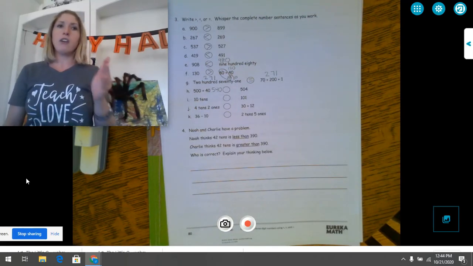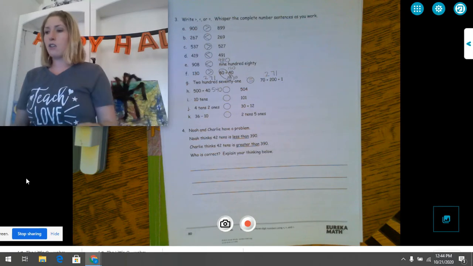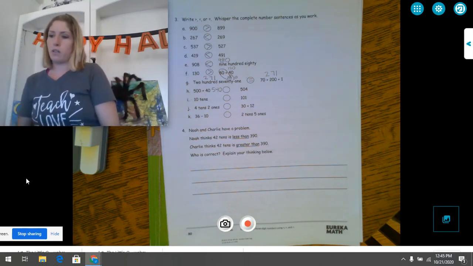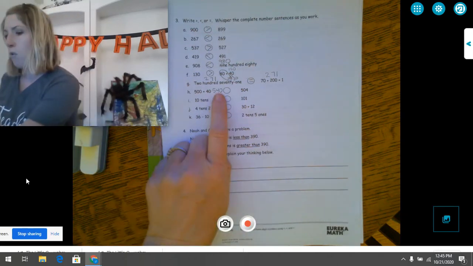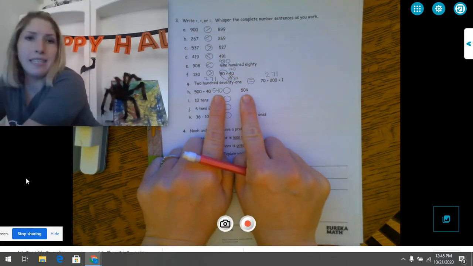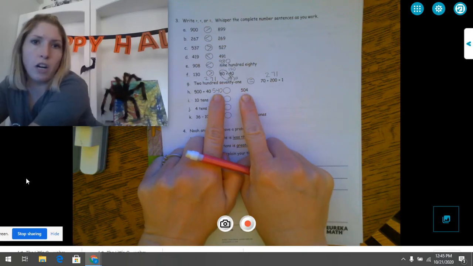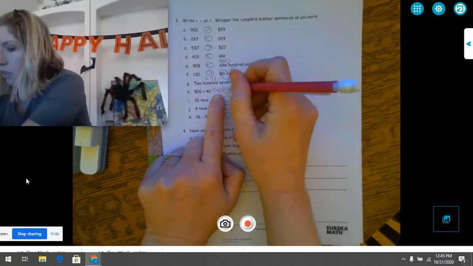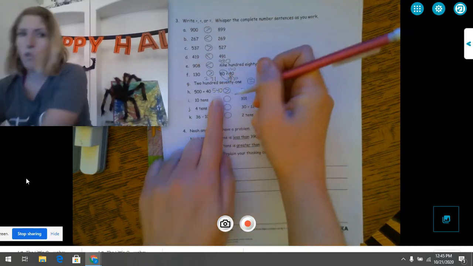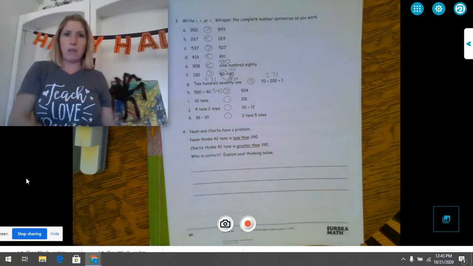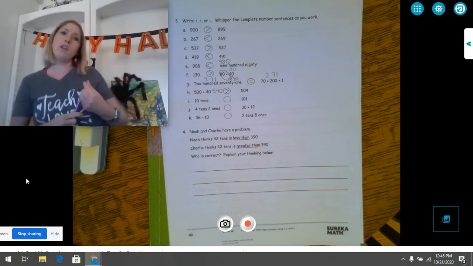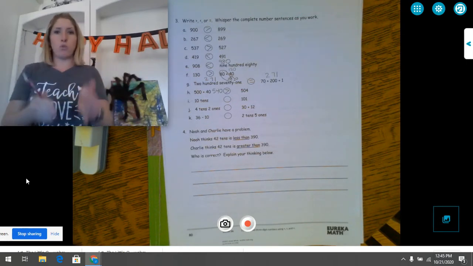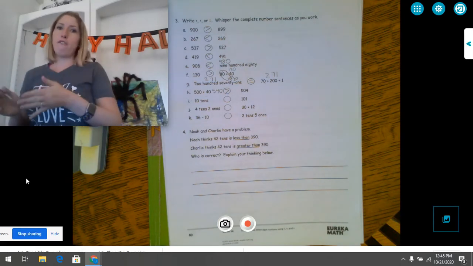So let's look at that hundreds place, and we have a 5 in the hundreds place on both of those numbers. So that's the same. Let's look next door at the tens place. This one has a 4 in the tens place, and this one has a 0 in the tens place. So which is greater, 4 tens or 0 tens? The 4 tens is greater. So that alligator mouth is going to open towards the 4 tens. So let's read it together now. It says 540 is greater than 504.